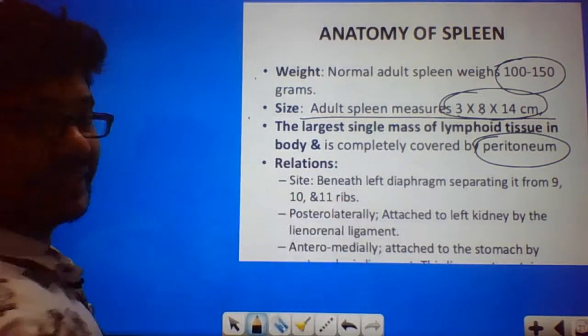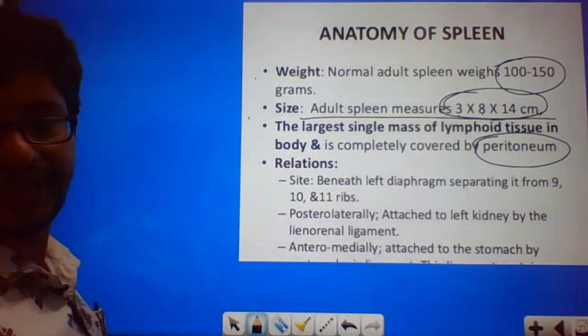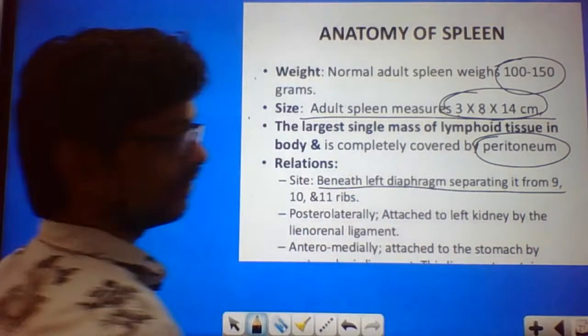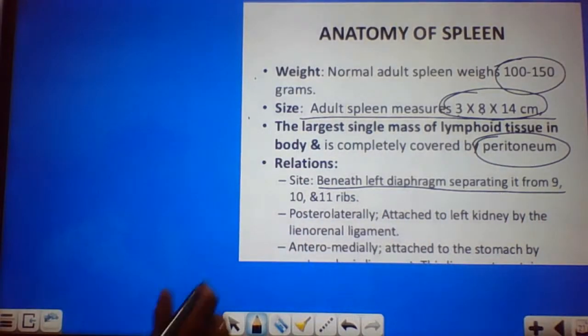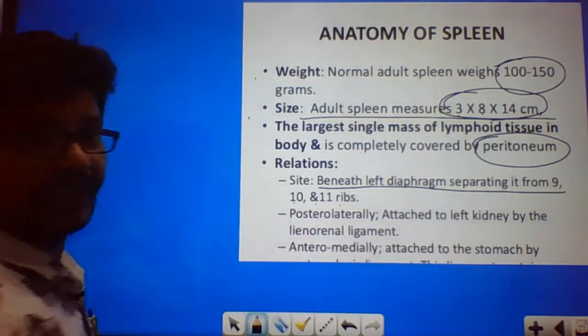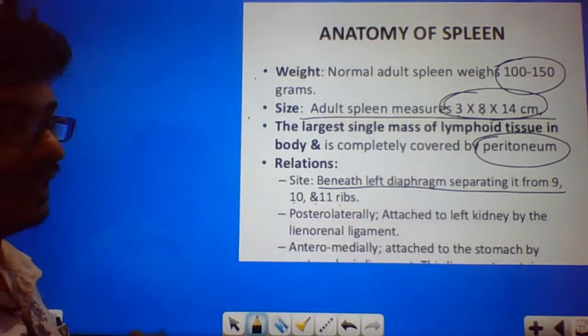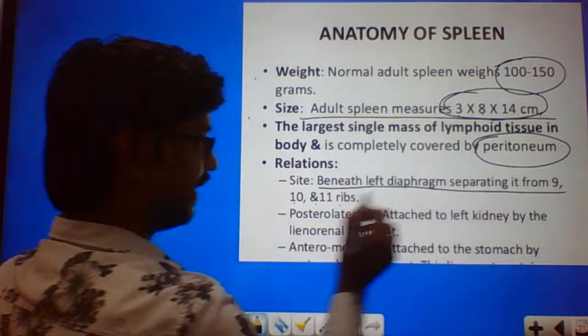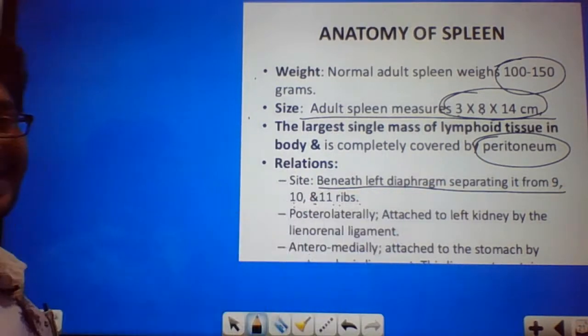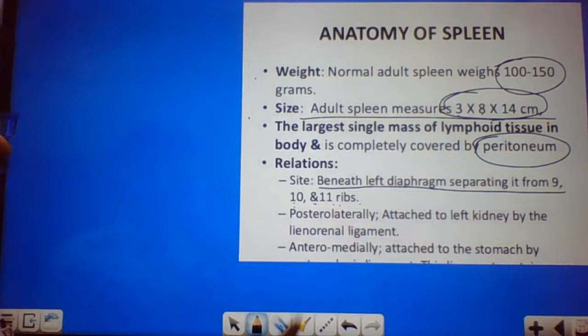Relations, where you could see the site where exactly it's located. Someone asked where the spleen is present. It's beneath the diaphragm, எங்க இருக்கும்னா just diaphragm க்கு அடியில. So beneath the diaphragm, separating it from the 9th, 10th and the 11th ribs, the floating ribs. Just beneath the left diaphragm you could see the presence of the spleen, where the spleen is located.